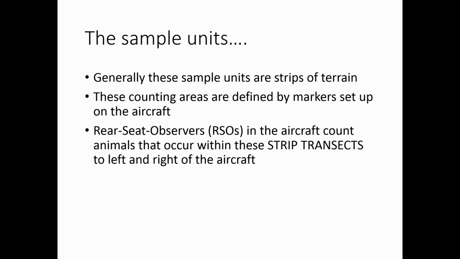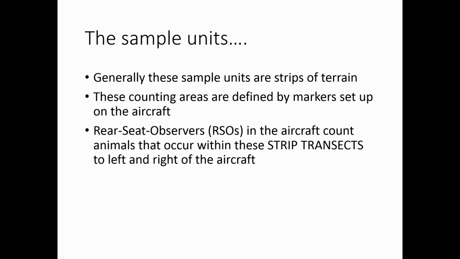As we saw earlier, they don't have to be. Mr. Skoog and Mr. Sinif in Canada used blocks. It's a very similar process. They certainly did. They didn't count everything. They counted their sample blocks. But in the systematic reconnaissance flights, the sample units are strips of terrain. These counting areas are defined by markers set up on the aircraft, and rear seat observers in the aircraft count animals that occur within these strip transects to the left and the right of the aircraft.